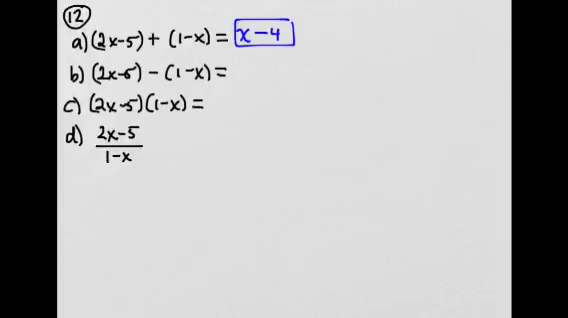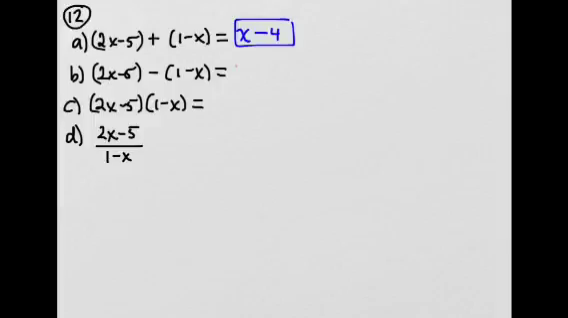Okay. They only ask you for the domain of D, so we'll just answer for the domain of D. For part B, okay, we've got to distribute this negative right here with this 1 minus x.